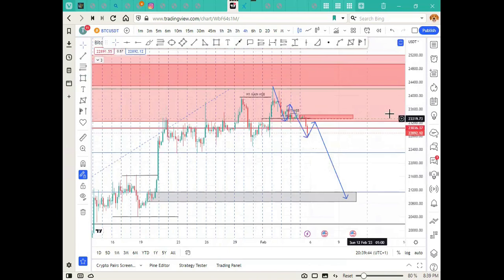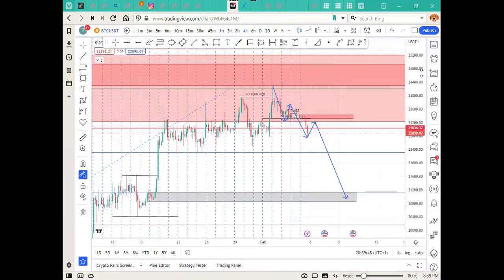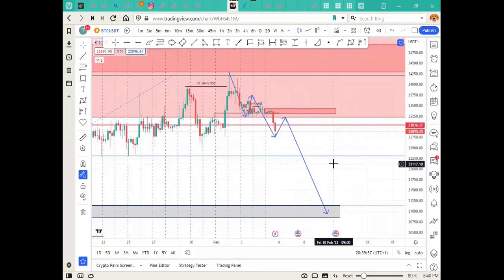BTC, because the structure I saw earlier on would have been a positive structure for a buy if that volume profile was not broken. But since the volume profile was broken, that means the structure has changed.